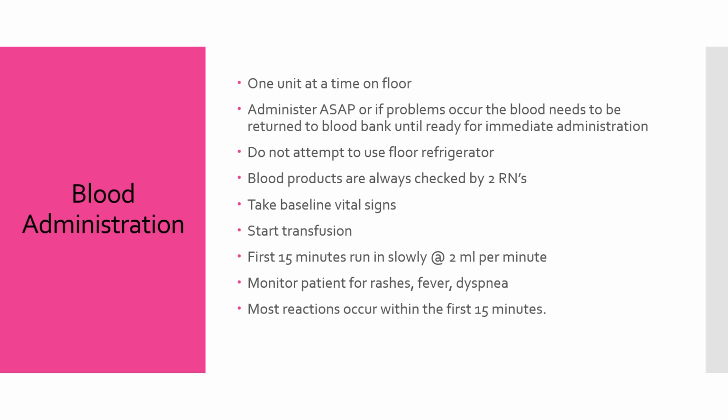Blood products are always checked by 2 nurses. We already said that. You're going to take baseline vital signs, and you do that right before you send for the blood. You're going to start the transfusion. In the first 15 minutes, you run it in slowly, about 2 milliliters per minute, but no faster than, say, 5 milliliters per minute. Usually that works out to be about 75 mils per hour on the pump.